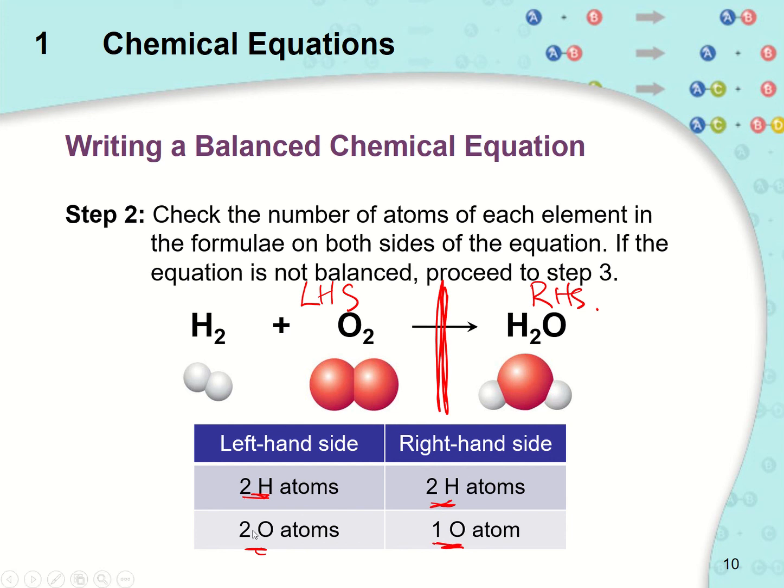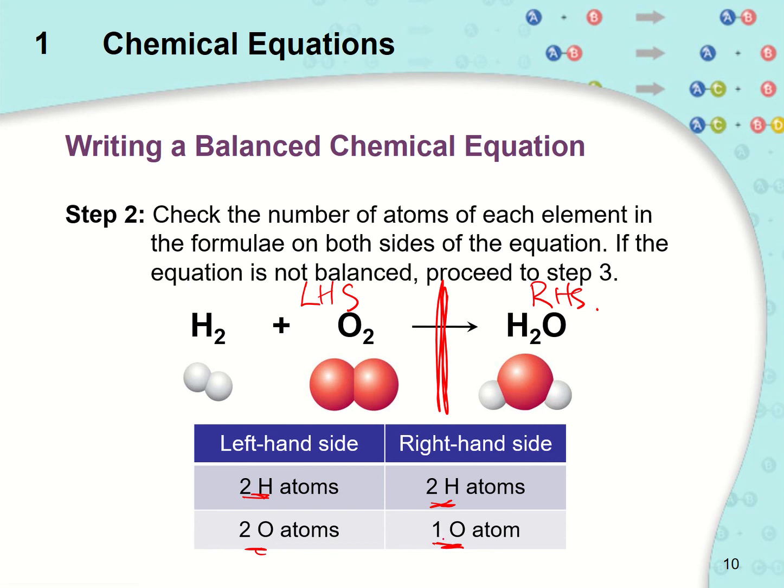Alright, so after counting, if it is balanced, then I don't need to do anything. But if it is not balanced, that means it's not equal, there is no equal number on the left hand side or right hand side, then I will need to proceed to step number 3. So in this case, it is not balanced.